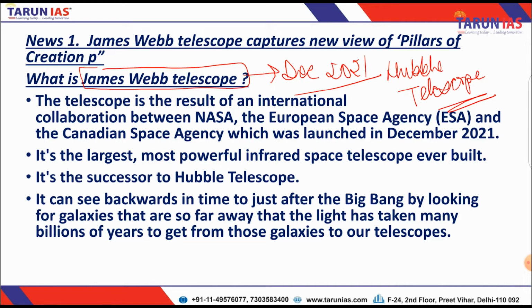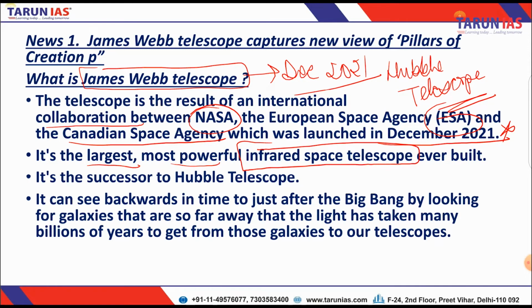It was basically a collaboration between NASA, European Space Agency, and Canadian Space Agency, and it was launched in the year 2021 December. It is the largest and the most powerful infrared space telescope which has ever been built, and it is successor to the Hubble telescope. It can see backwards in time, and this can be considered as one of the objectives of James Webb Telescope.